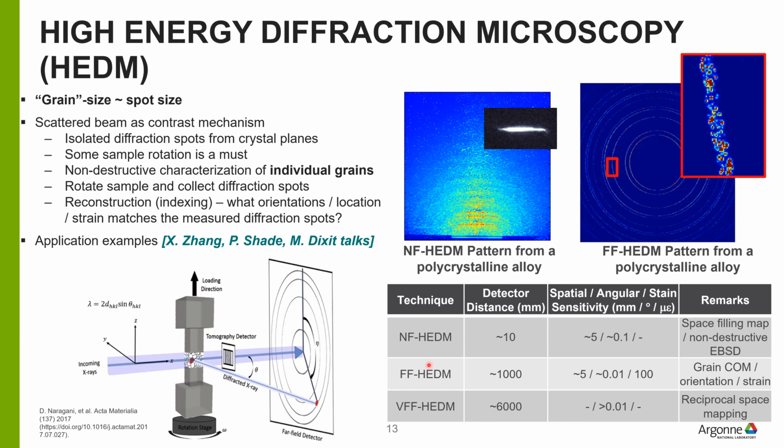Here are some attributes that are available from the different variants of high energy diffraction microscopy. Near field HEDM, you can consider as a non-destructive EBSD technique. And far field HEDM, you don't get a space filling map, but you get the grain center of mass, orientation, and the strain of those grains.